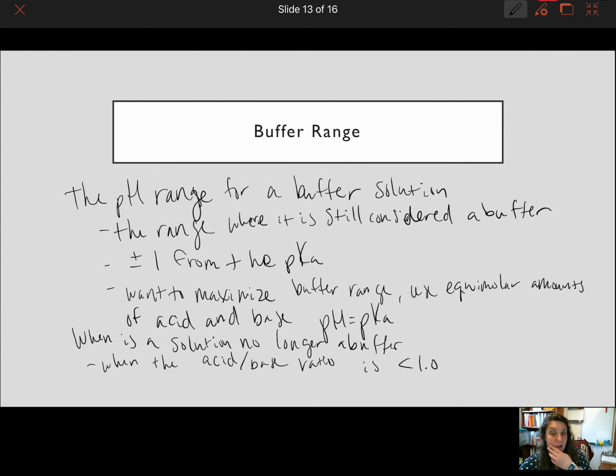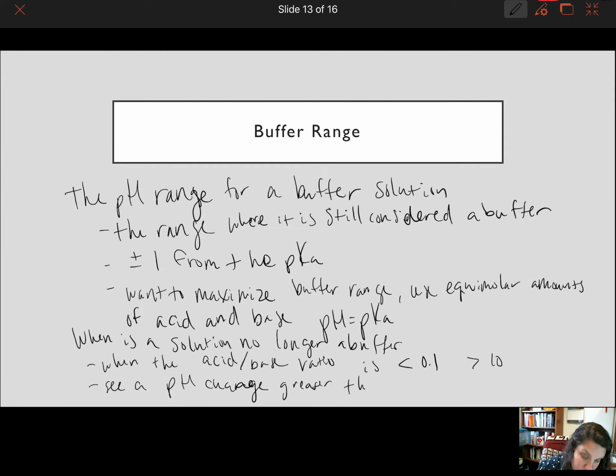So if we are less than 0.1 or greater than 10, we are no longer in the correct acid to base ratio to be considered a buffer. And then if we see a pH change greater than plus or minus 1 from the pKa.